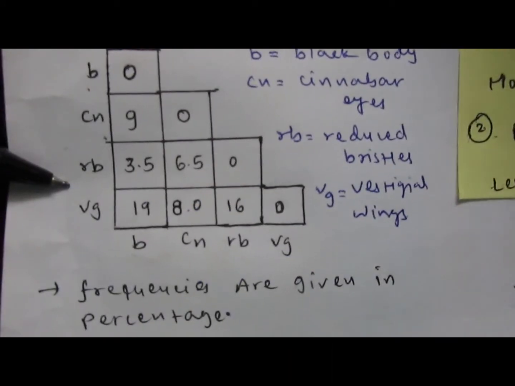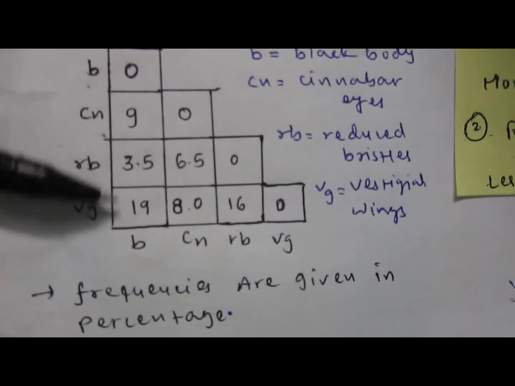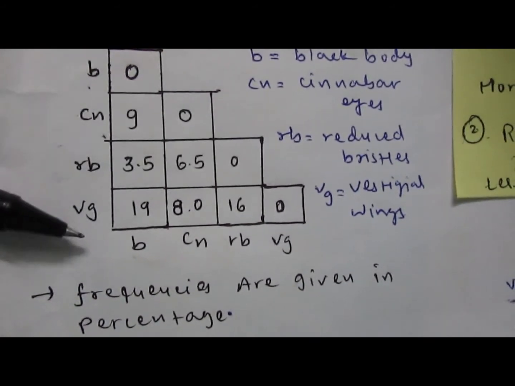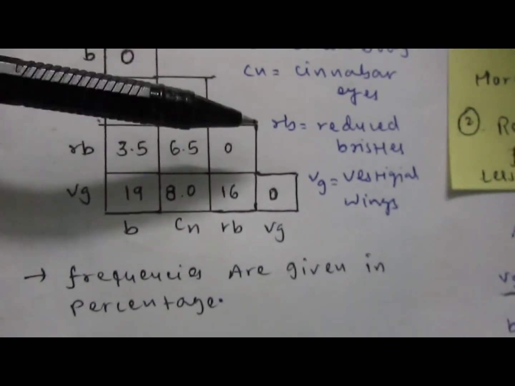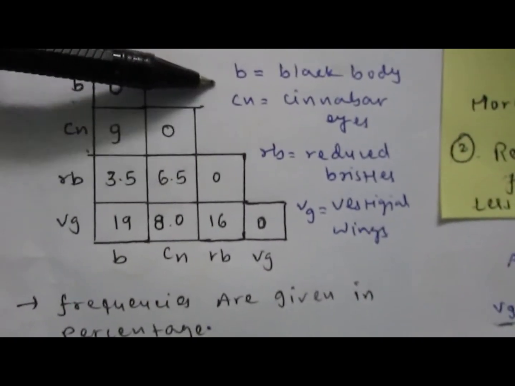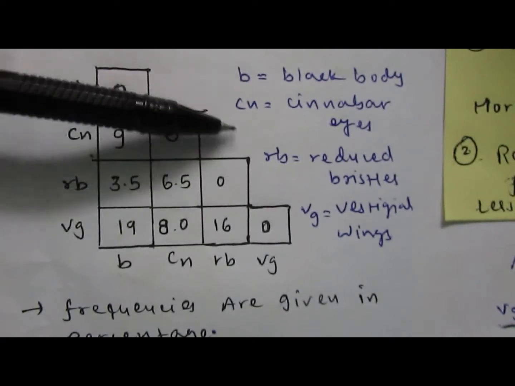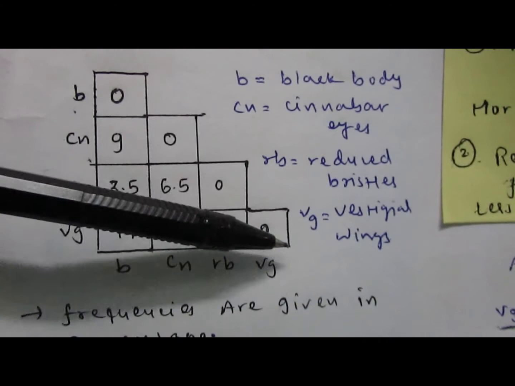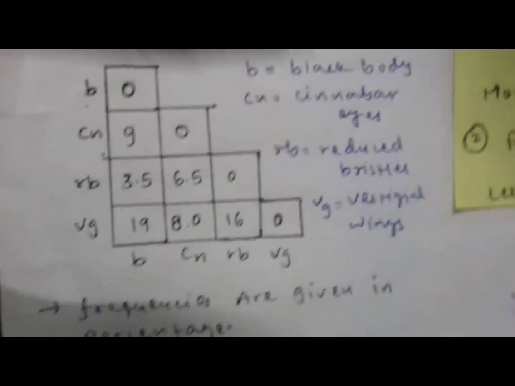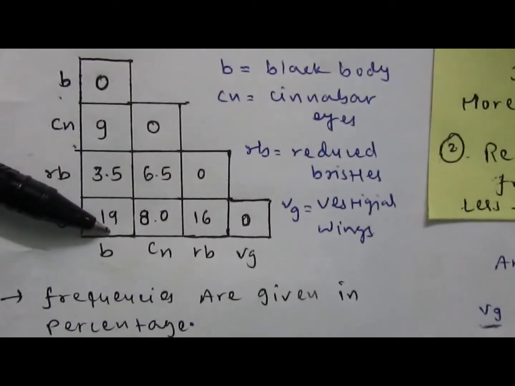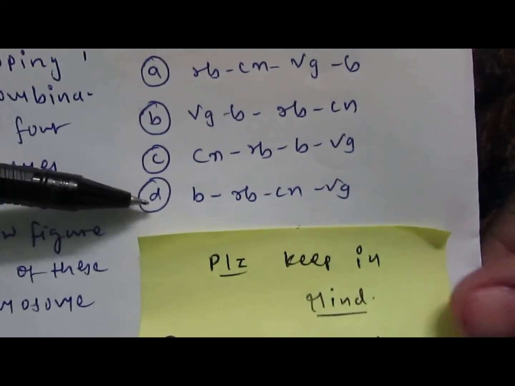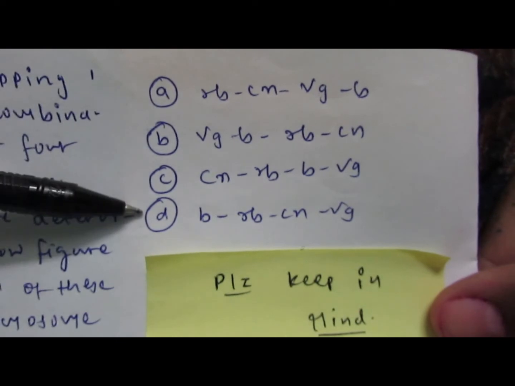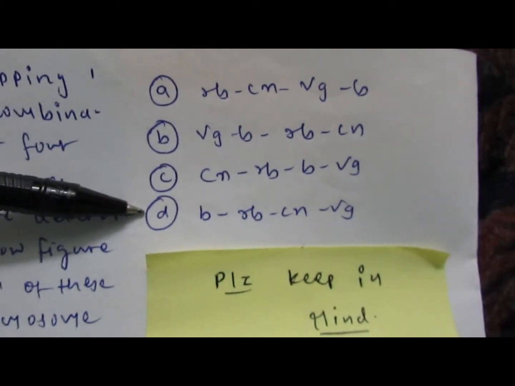The figure shows the recombination frequencies, given in terms of percentage, of 4 different linked genes in Drosophila. Among them, small b stands for black body, Cn stands for cinnabaris, Rb stands for reduced bristles, and Vg stands for vestigial wings. Based on this information, 4 different options of gene order are given, and we have to find out which gene order is the correct one.